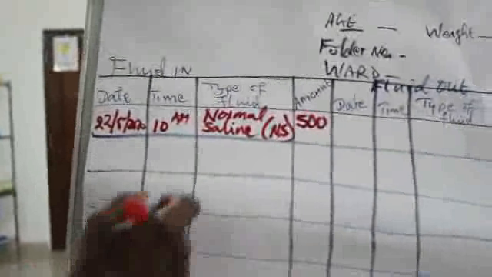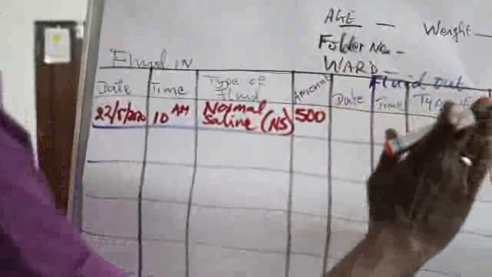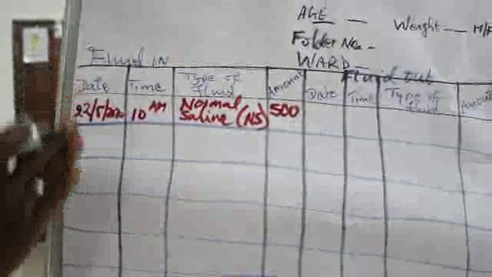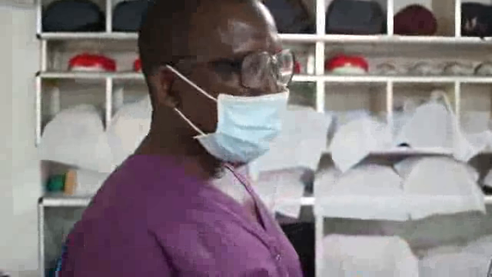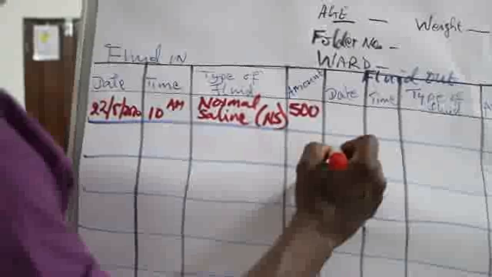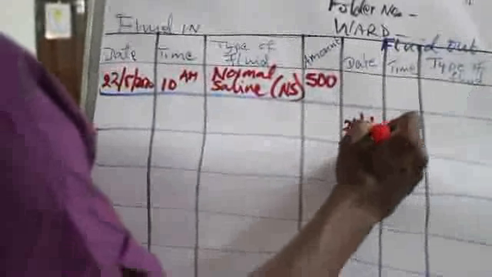And now, for the fluid out, the right-hand corner part of the chart is called the fluid out, which indicates whatever fluid that this patient takes out needs to be monitored. For instance, on the 22nd May at 10 a.m. normal saline was hung up. On this same date, 22nd May 2020, now at 2 p.m.